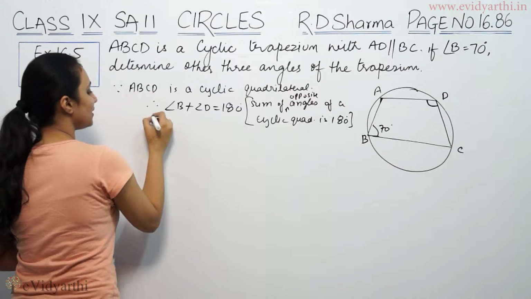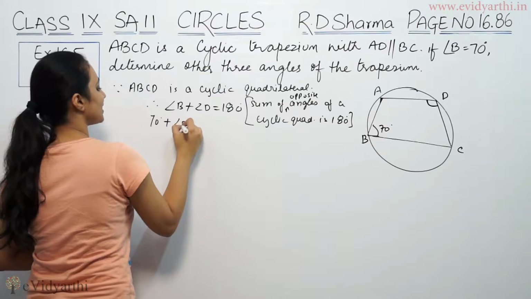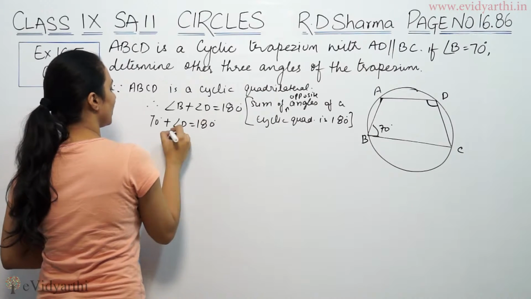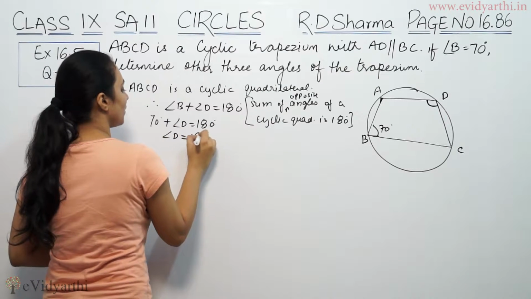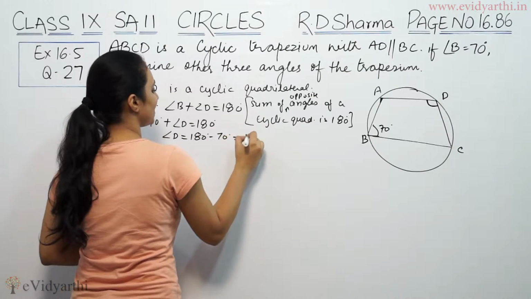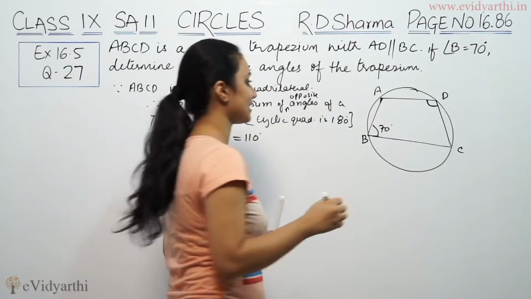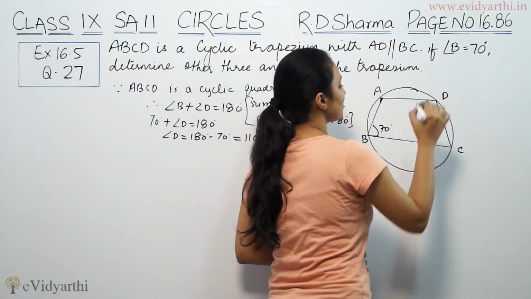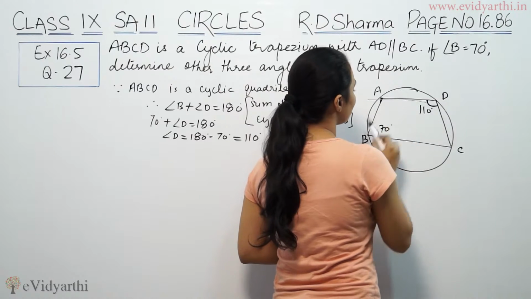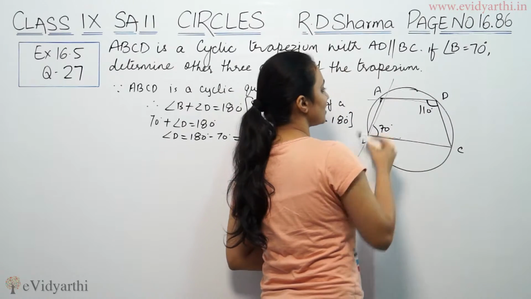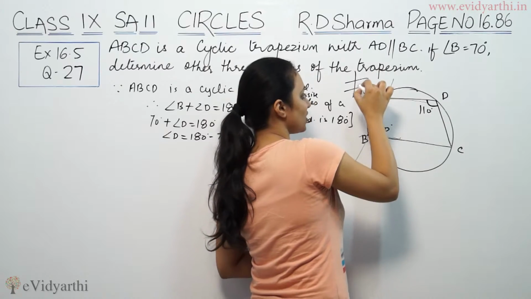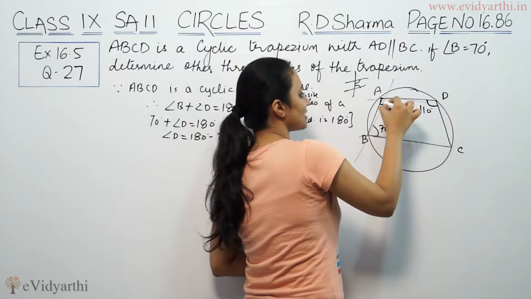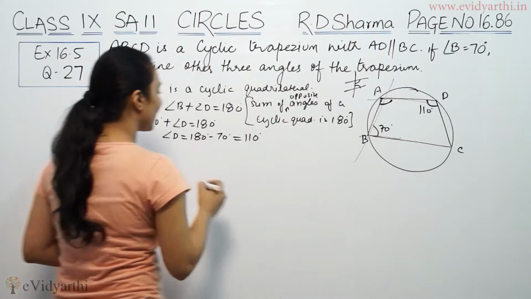Now, angle B आपके पास है 70 degree plus angle D is equal to 180. So, angle D would be 180 minus 70. That means 110 degrees. This is 110. Now, हमें पता है ये lines parallel हैं. So, this is a transversal. The lines parallel हो और transversal है. So, अंदर वाले angles का sum would be 180. Co-interior angles कहते हैं इन्हें.